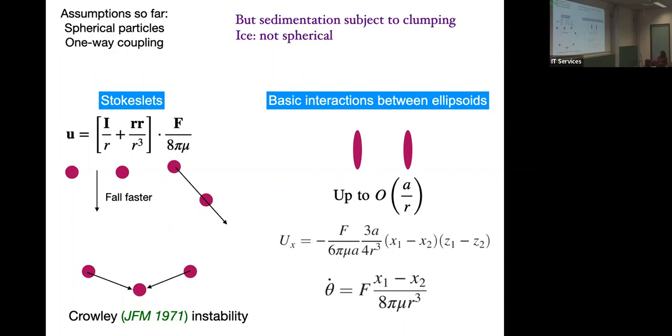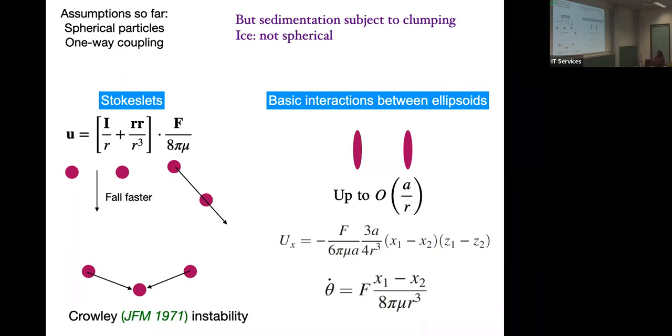So what happens is when there are two particles separated by r, instead of each falling at its terminal velocity, they fall together faster because the drag in the middle region is reduced. If two spherical particles started out like this, they'll fall in this direction. They won't fall vertically. And there is the famous Crowley instability, which was proposed in 1971. It says that because of this interparticle interaction, particles have to inexorably clump. They can't do anything except clump, so long as they're spherical. So clumping is inevitable.